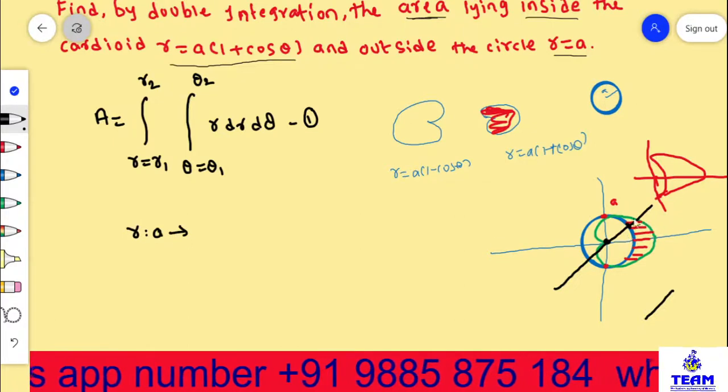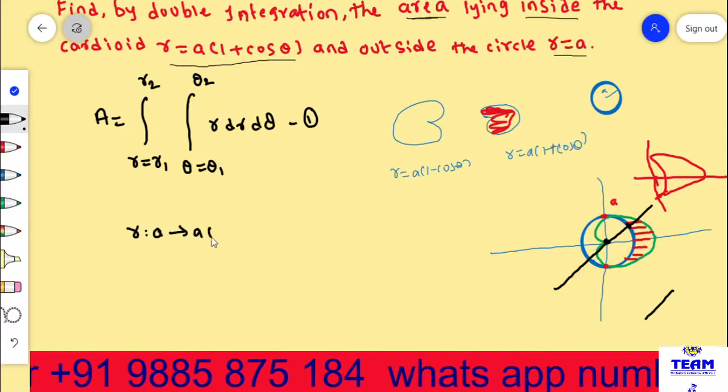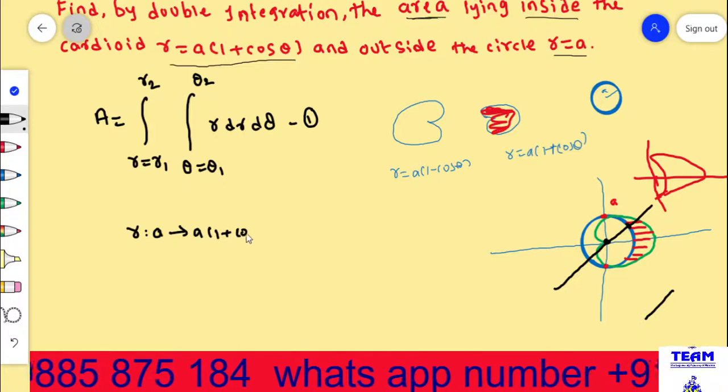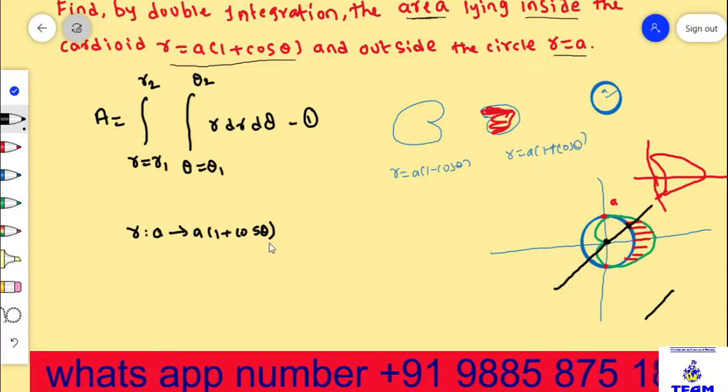Where does this touch? The cardioid. What is the cardioid here? R is equal to A into (1 plus cos theta). I hope that you understood what the lower limit is.